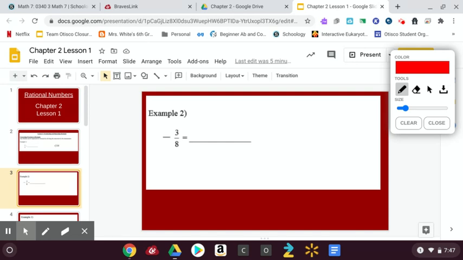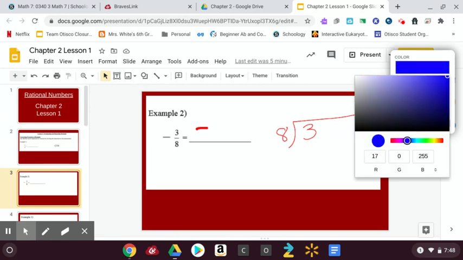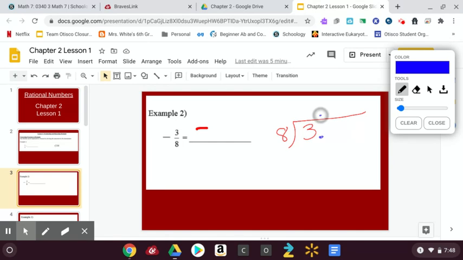Let's try a negative. Negative 3/8. Well, if it's negative as a fraction, it's going to be negative as a decimal as well. We need our division box. 3 divided by 8. I need a decimal point and annex some zeros, maintaining that value of 3. 8 didn't go into 3, but 8 goes into 30. 8 times 3 is 24. Subtract to get 6. Bring down a 0.